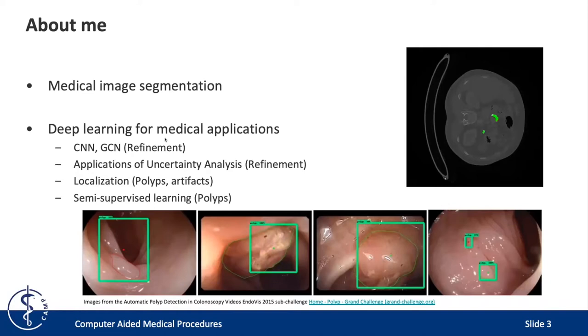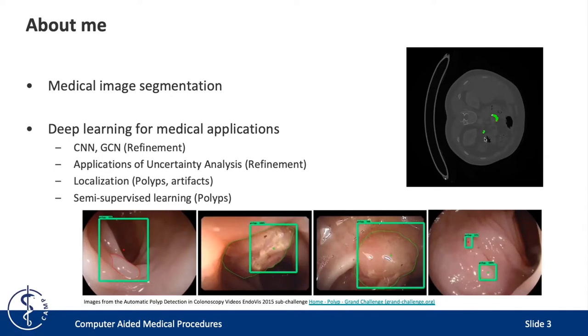Apart from that, I have also been working with localization problems. This is most related to the polyp detection problem. We have at the bottom some example images taken from the polyp detection colonoscopy challenge in MICCAI 2015. We have some examples of polyps in the image. I have been working with region proposal networks for doing localization in these images, and also with some semi-supervised learning methods for polyp detection problems.